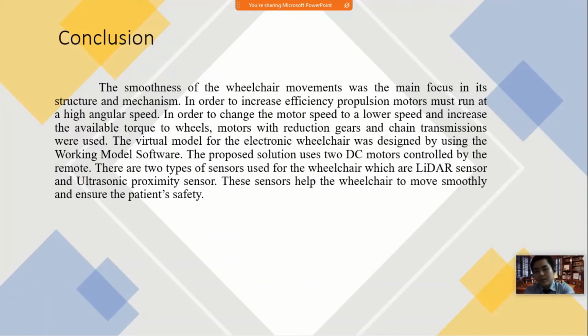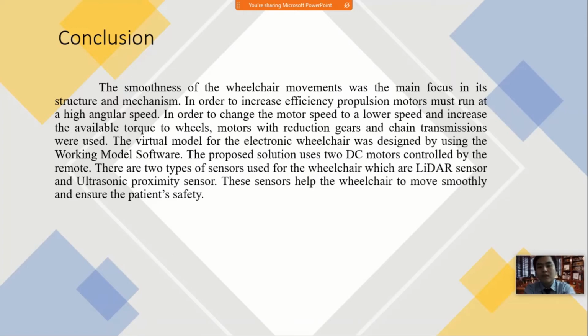So in conclusion, what we can conclude from this project. In this project, we want the smoothness of the wheelchair movement, which is our main focus in the structure and mechanism. In order for us to increase the efficiency, the propulsion motor must run at a high angular speed. In order to change the motor speed to a lower speed and increase the available torque to the wheel, a motor with reduction gear and chain transmission were used.